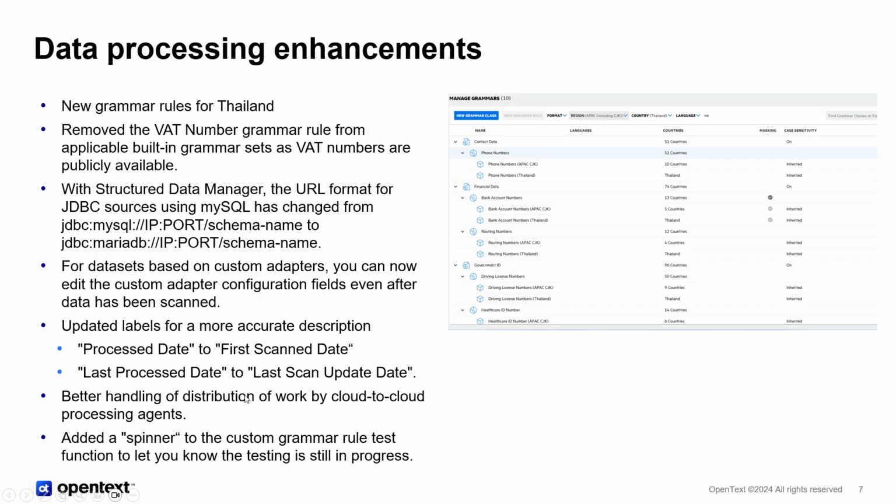There is better handling of distribution of work on the cloud-to-cloud processing agents. So this is the cloud cluster. And we've added a spinner now to the custom grammar rule test. This wasn't a problem really for easy tests, but with the more complex tests, it was running the test, but it wasn't telling you it was doing some work in the background. So we've added a spinner now just to tell you that it's doing some work in the background when you're doing the more complex grammar rule tests.